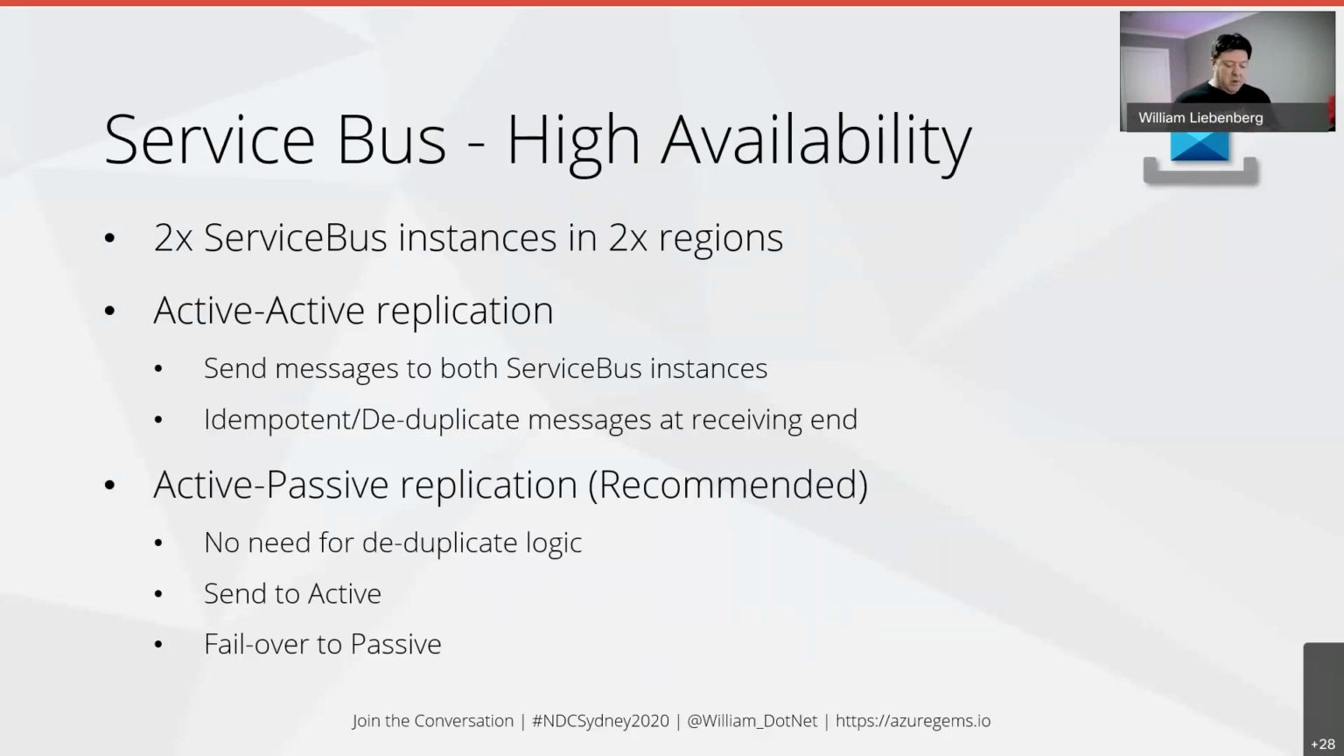And it's quite simple. We still have two buses. One's an active and one's a passive bus, and they're both in different regions. We first always send messages to the active bus, and only when that send operation fails, we fail over to the passive one. But our receiving application listens to both buses at the same time.